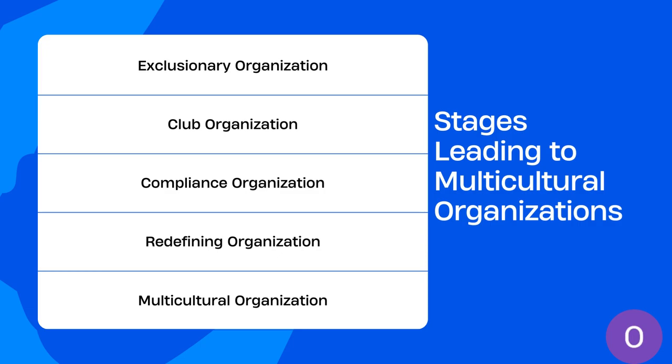Second stage, club organization. It maintains privileges by those who traditionally have held power. They hire and promote, but only those who have the right credentials and perspectives. Third stage, compliance organization. They hire and promote women and minorities only for the sake of complying with the law.